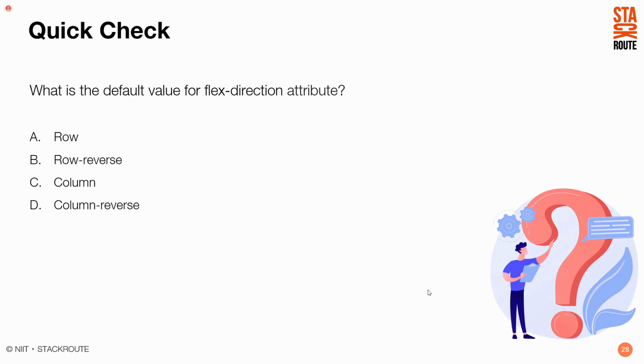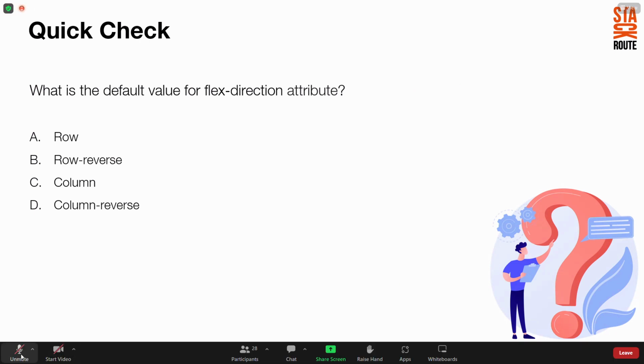What is the default direction of flex direction attribute? Default value? Row. It will take row as the basis. It will go with a flow layout from row.